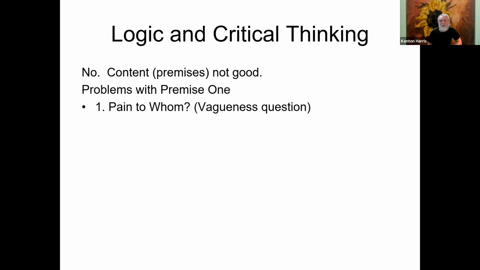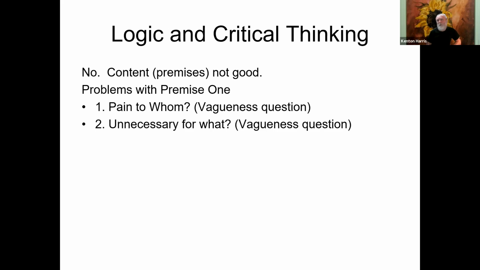Remember, premise 1 is saying killing animals for food causes unnecessary pain and suffering. Well, first of all, they leave unspecified pain to whom? Doesn't bother me. I don't have a problem with it. Right? So who or what is caused this pain or suffering? There's a vagueness question. So before I can say, yes, it does, I have to know to whom, to what.